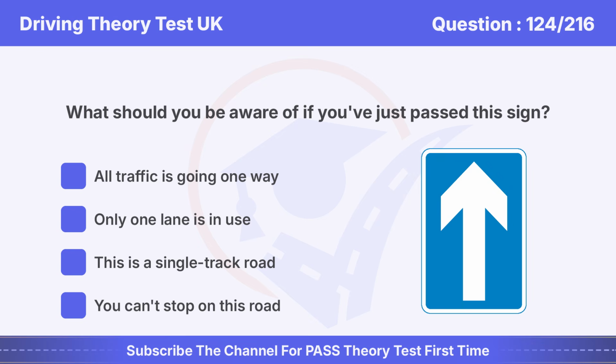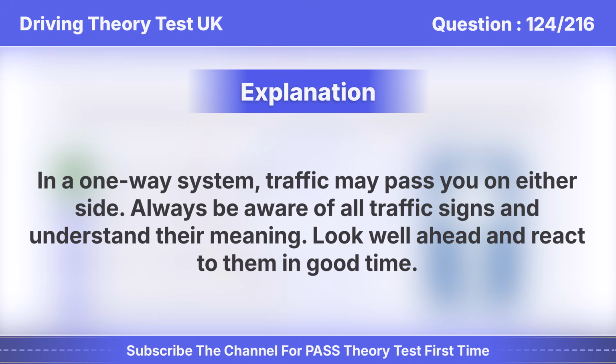Question 124. What should you be aware of if you've just passed this sign? Answer is A. All traffic is going one way. In a one-way system, traffic may pass you on either side. Always be aware of all traffic signs and understand their meaning. Look well ahead and react to them in good time.